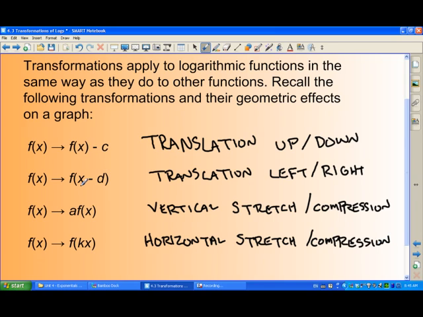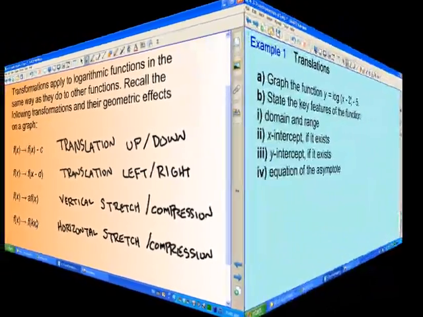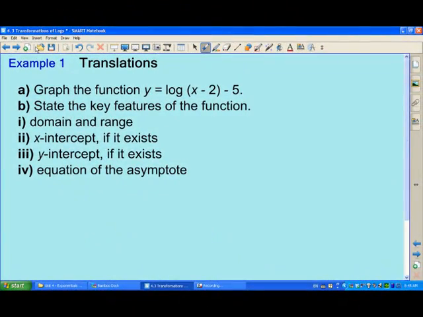As well, our vertical stretches and our horizontal stretches can also become reflections if the a value or the k value is negative. So let's look at an easy example to start off with, a translation question. We'd like to graph this function, and then we'll state the key features of the function, such as the domain and range, the intercepts, and then any asymptotes.